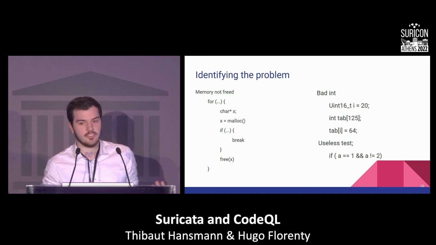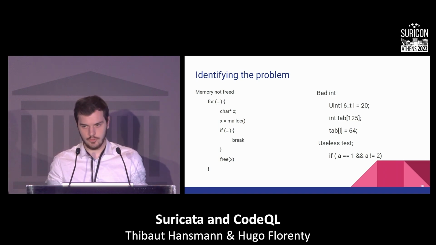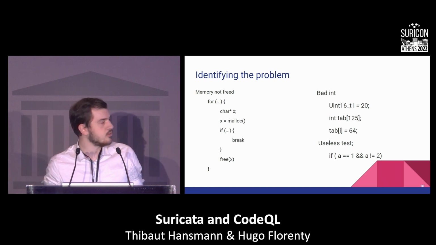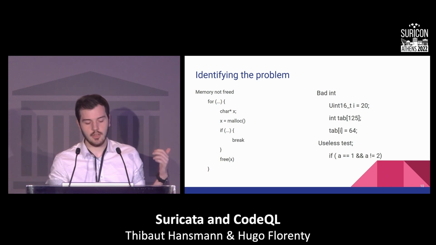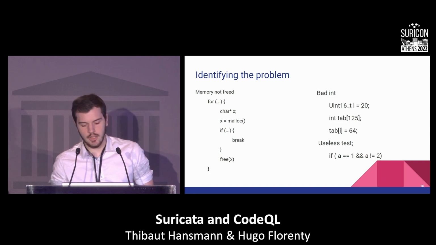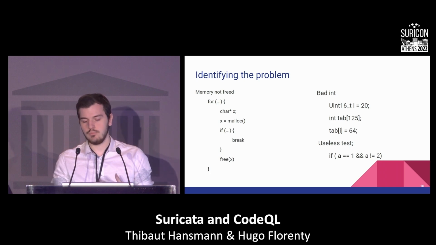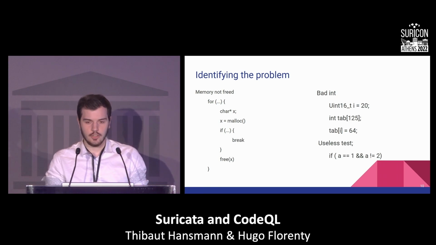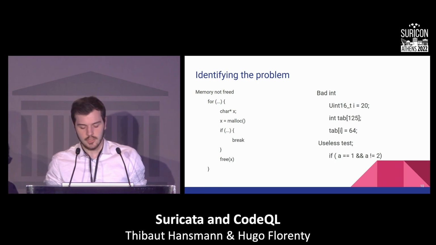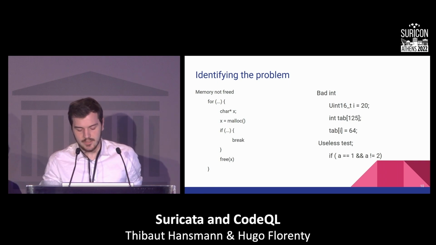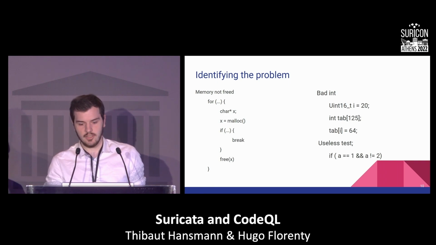This is the example that we used to create our query. The first one is just an object not freed. The second one is a bad int: we use an int too big for the tab, and we can use a smaller int, which is just a little optimization for Suricata. The last one is a useless test, a test that is always true and that can be simplified.